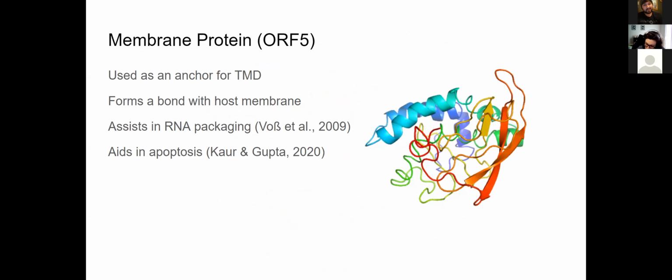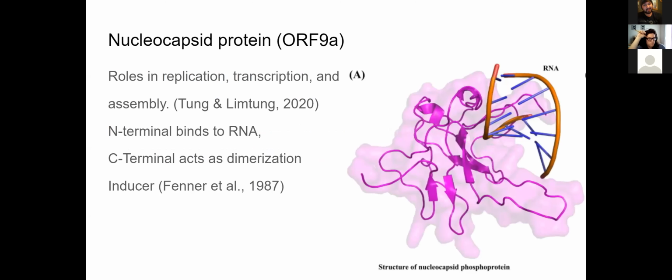The membrane protein, which is how the actual virus is anchored onto the membrane of the host cell, helps the envelope protein form that transmembrane domain. And it forms a bond with the host membrane and will eventually go on to assist the RNA packaging within, and even further, the death of the cell in apoptosis.